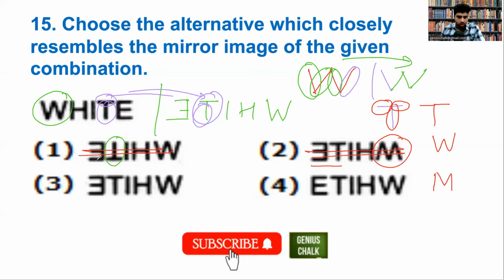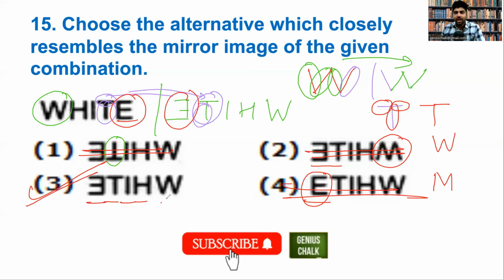The second option is also incorrect. Now if you see the fourth option, there is a problem with E, because here E is written the same as it is given. So E is also not the answer. So we have to go with the third option. You can check all of the alphabets. E is correct, T correct, I correct, H correct, and W also correct. So my answer for this question is the third option. So with this, we'll end this section.